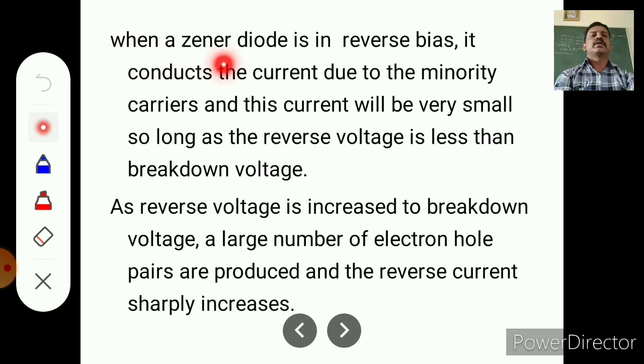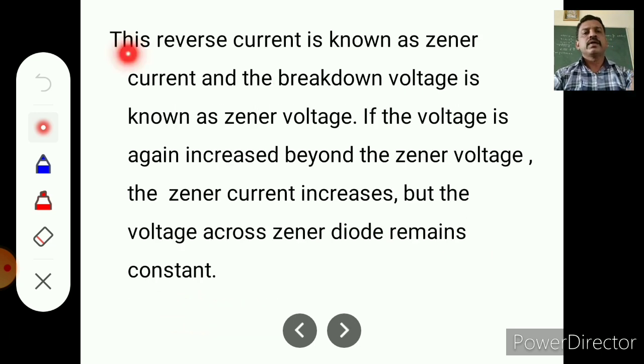When a Zener diode is in reverse bias, it conducts the current due to minority charge carriers, and this current will be very small so long as the reverse voltage is less than the breakdown voltage. As the reverse voltage is increased to the breakdown voltage, a large number of electron hole pairs are produced and the reverse current sharply increases. This reverse current in a Zener is known as Zener current, and the breakdown voltage is known as Zener voltage.